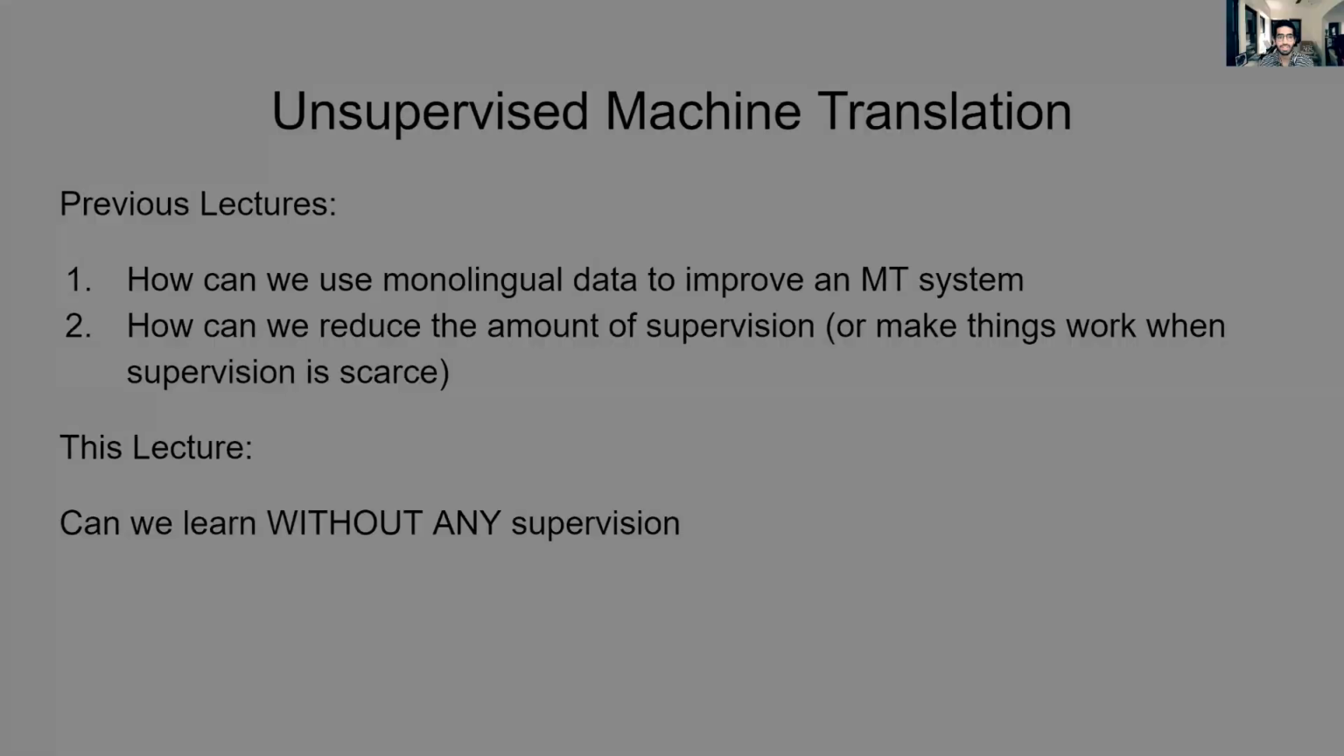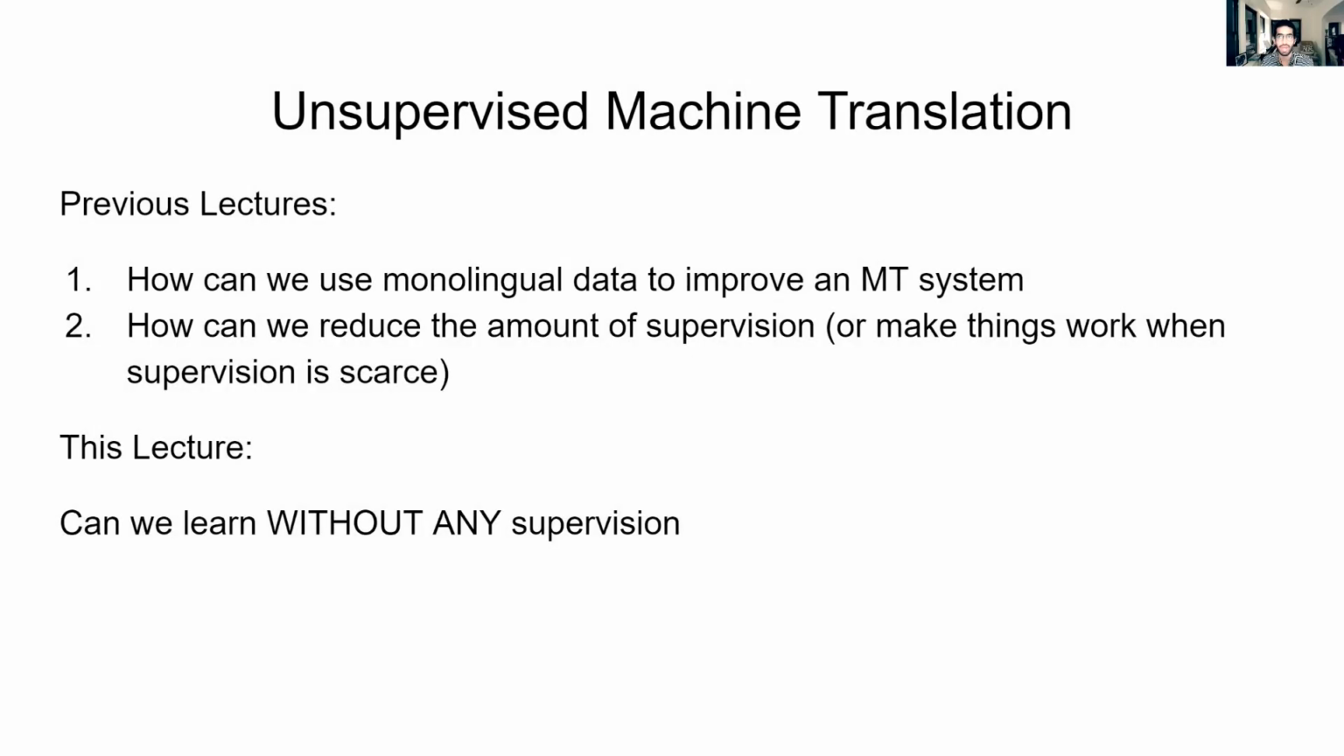So with this motivation, we'll look at unsupervised machine translation in this lecture. In the past two lectures, we looked at how we can use monolingual data to improve an MT system when you have parallel data also available, or how can we reduce the amount of supervision? Or in other words, what if we don't have enough supervision? How can we leverage monolingual data to improve an MT system? What in this lecture we'll look at is, what if we only have monolingual data? What if you don't have any supervision? Is it possible to learn an MT system in such a setting?